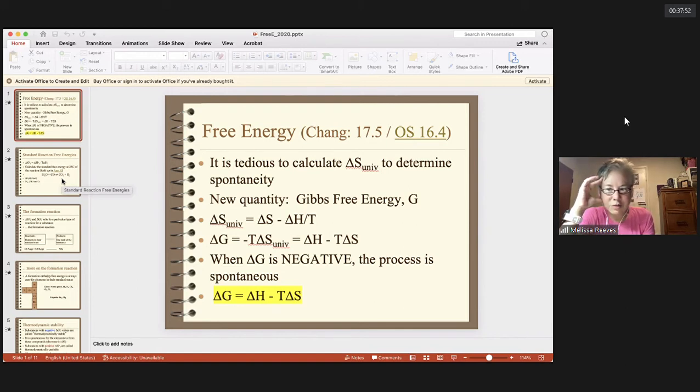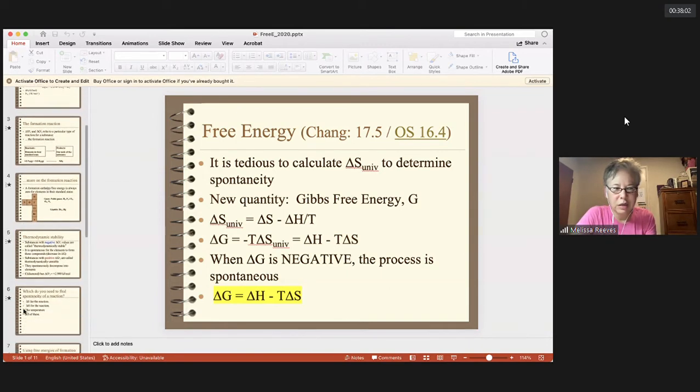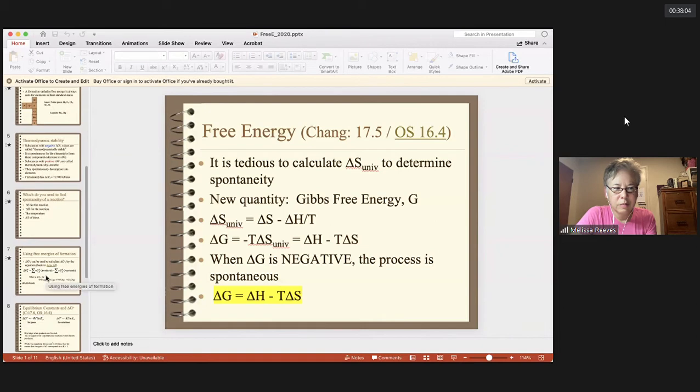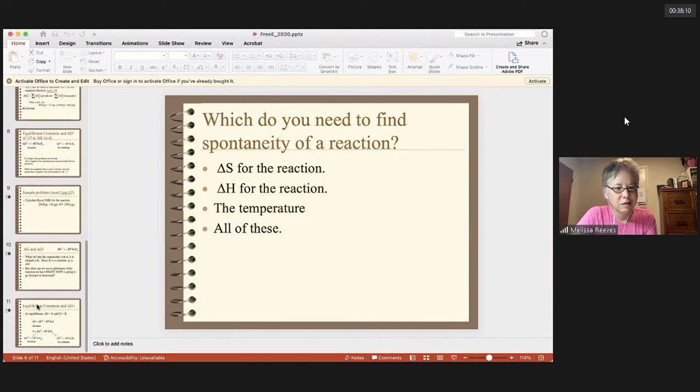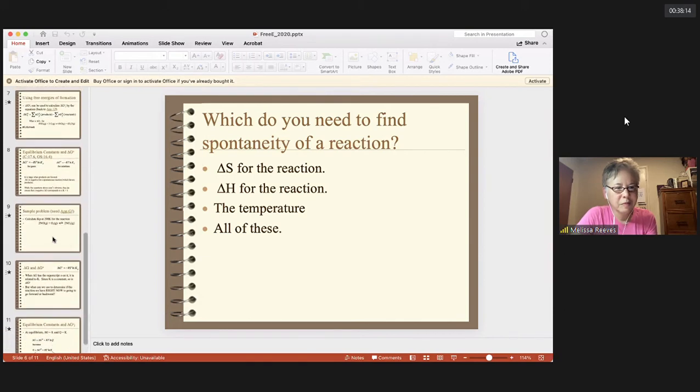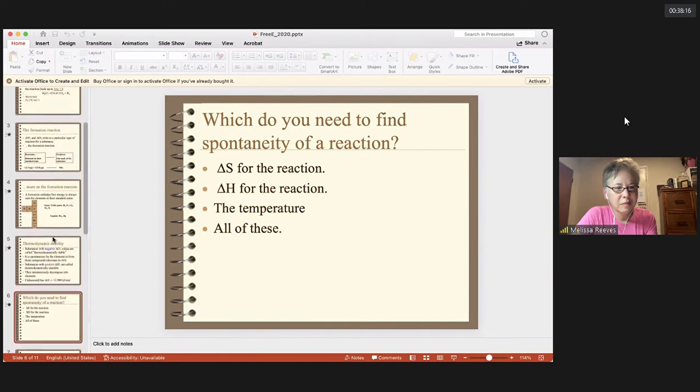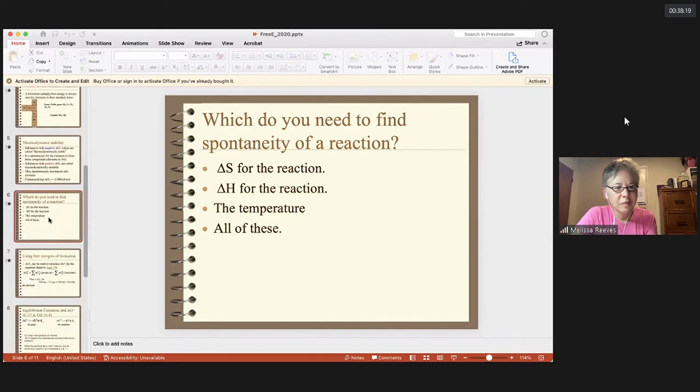Anything else about delta G? That's the specific question that you asked, how it relates to spontaneity. Oh, that one doesn't have delta G on it. Oh man, I thought I had another one. I do have another one, but it's in the chapter 18 notes that we didn't get to.